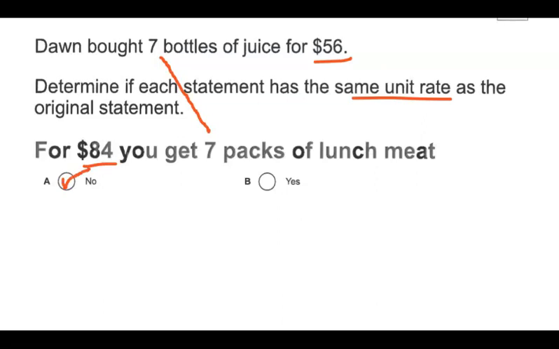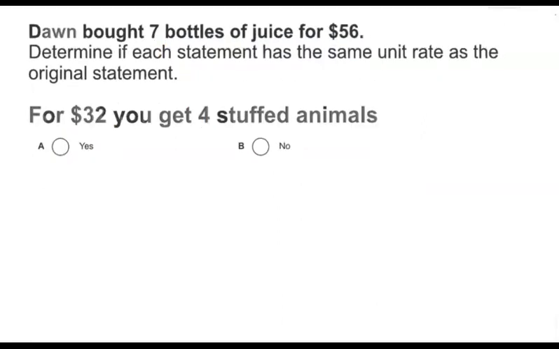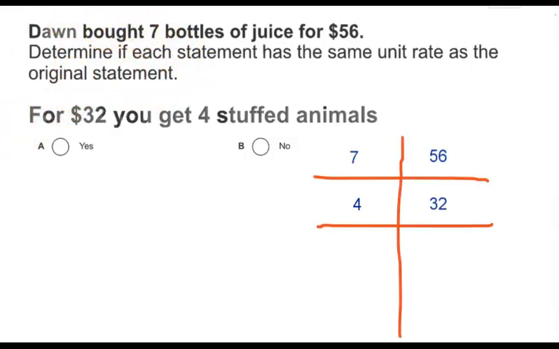So that's all you have to do for that one. Okay, so Don bought 7 bottles of juice for $56. It says determine if each statement has the same unit rate again. All right, well, I'm going to make a chart real quick and go from there. Okay, so I set up the chart and I have 7 to 56 and 4 to 32. Not real easy to get from one to the next.